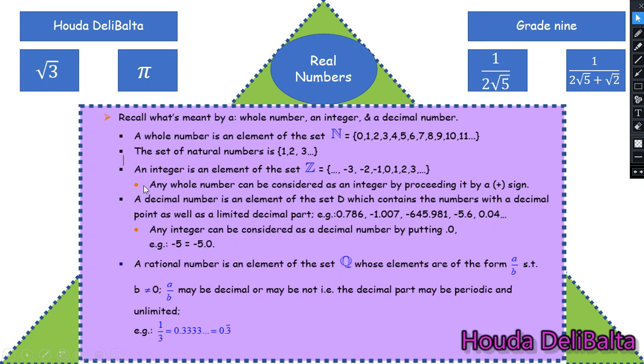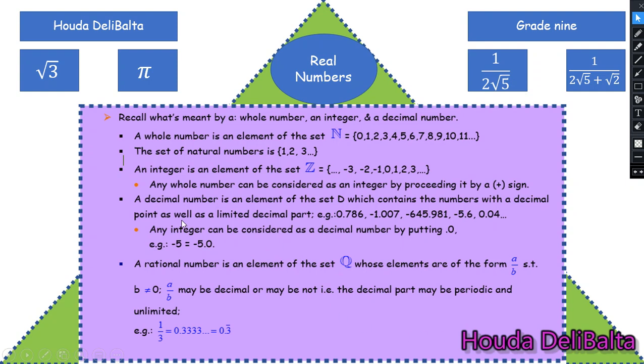Now, we are going to talk about the integer. The integer is a natural number that's signed, that has a minus sign or a plus sign. So an integer is an element of the set Z. The set Z is the set containing the integers, from minus infinity to plus infinity, moving by minus 3, minus 2, minus 1, 0, 1, 2, 3, etc. It is as if you are moving on the number line from minus infinity to plus infinity without the decimals or the fractions. Note, any whole number from the above can be considered an integer because any whole number can be preceded by a plus sign.